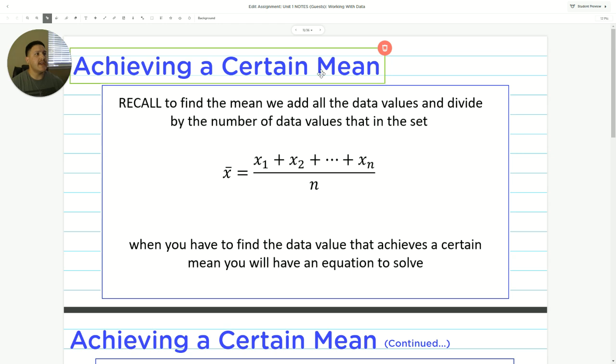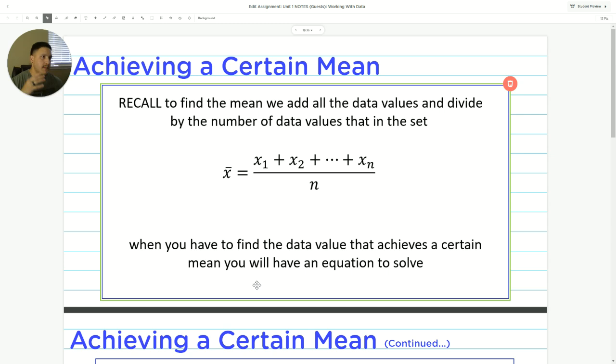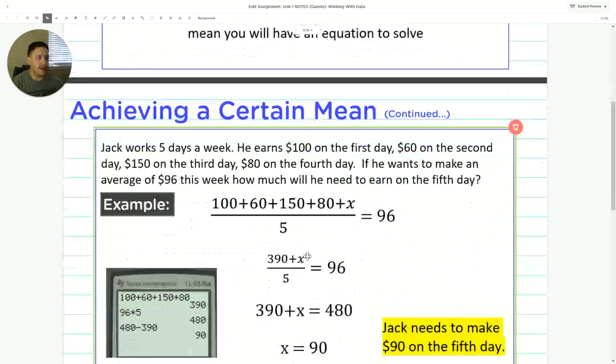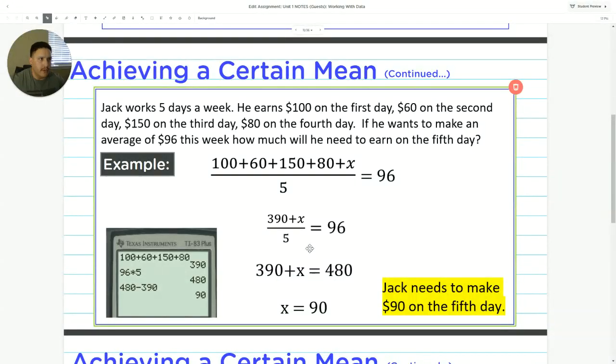Okay, achieving a certain mean. So we're staying on the topic of average, of mean. So just recall, to find the mean we add all the data values and divide by the number of data values in that data set. Here's the formula to kind of remind you of that. Now, when you have to find the data value that achieves a certain mean, you will have to solve an equation. Let's look at an example to help understand what this all means.